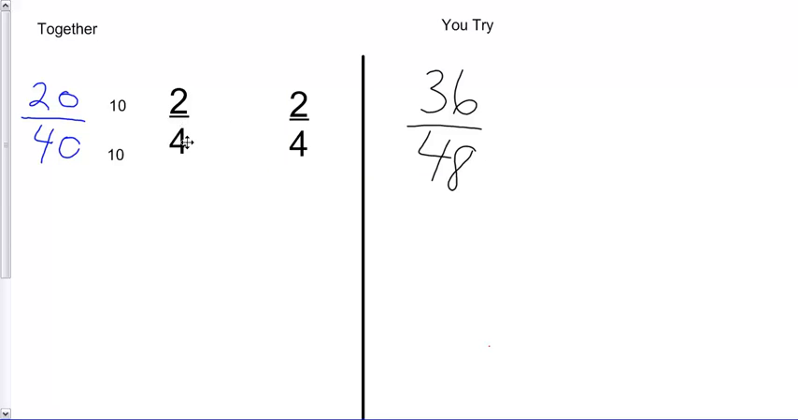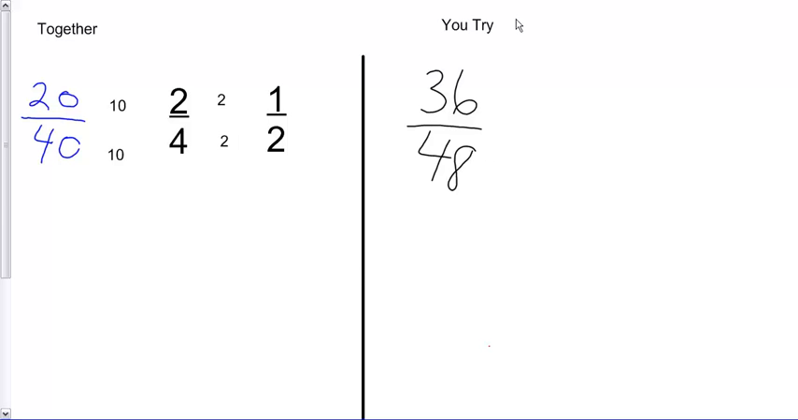So what's the greatest common factor of 2 and 4? Well, if you guessed 2, you are absolutely correct. So 2 divided by 2 is 1, and 4 divided by 2 is 2. So 20/40 is also known as 1/2.